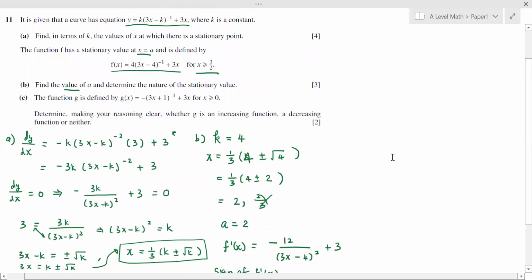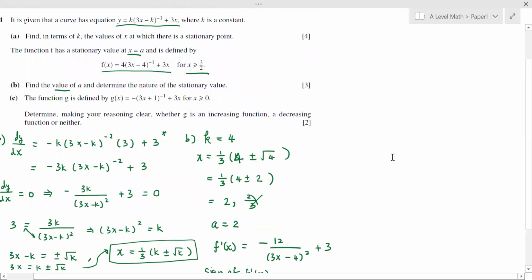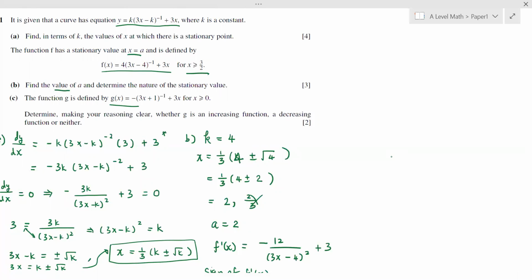Part C, the function g is defined for x greater than or equals to 0. So if we compare y and g(x), we see that k now is negative 1. You want to determine whether g is an increasing function, a decreasing function, or neither.